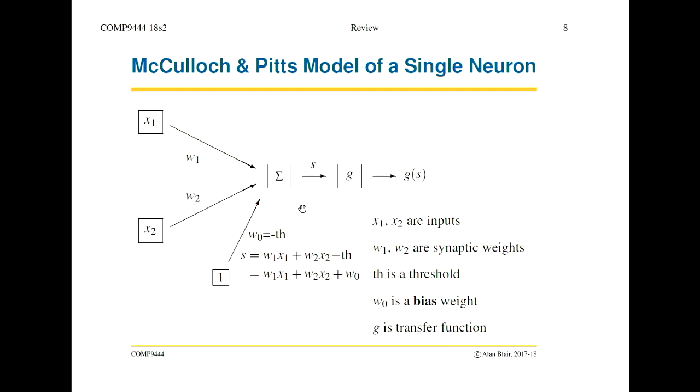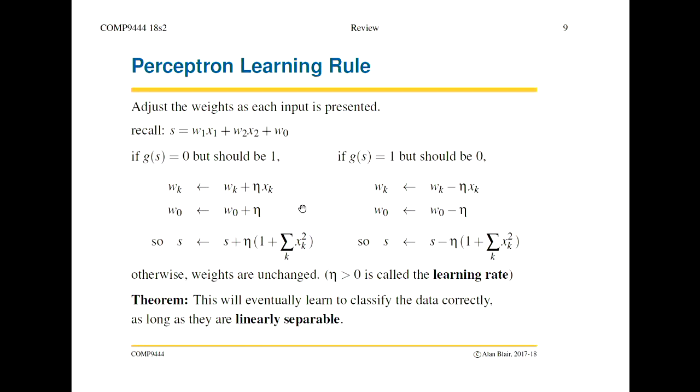And for the perceptron, then we have this transfer function. So for the perceptron, the transfer function simply is the Heaviside function. So this was +1 if this weighted sum is positive and 0 otherwise. And then we talked about this perceptron learning rule, where we're presented with items one by one.